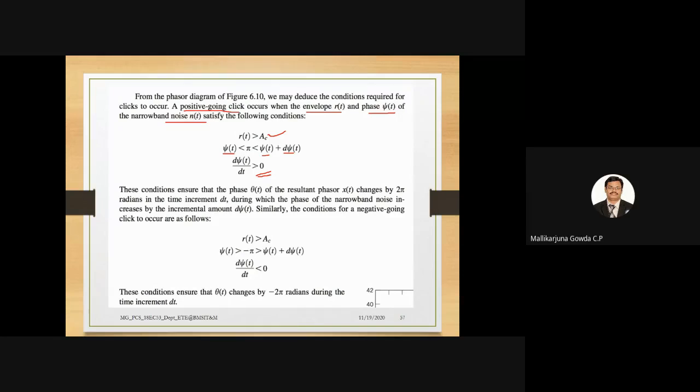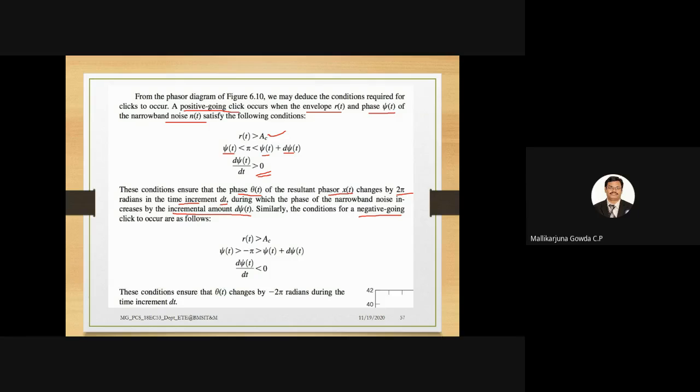That is what is being reiterated here. I said the phase theta of t is the resultant of the phasor x of t, which will change by 2 pi radians in the time increment dt. During that time, the phase of the narrowband noise will increase by the incremental amount d psi of t. Similarly, we can find the condition for negative going clicks. For a positive going click, d by dt of psi of t should be greater than 0.